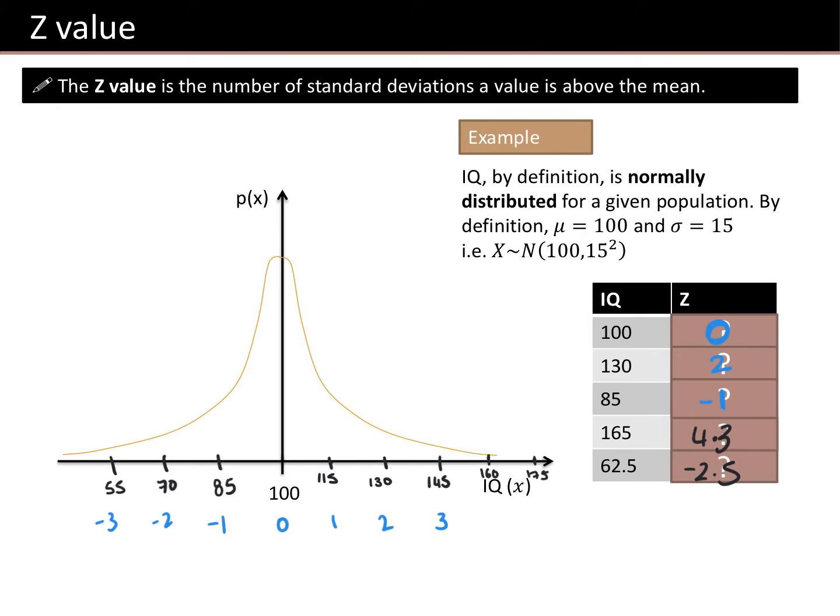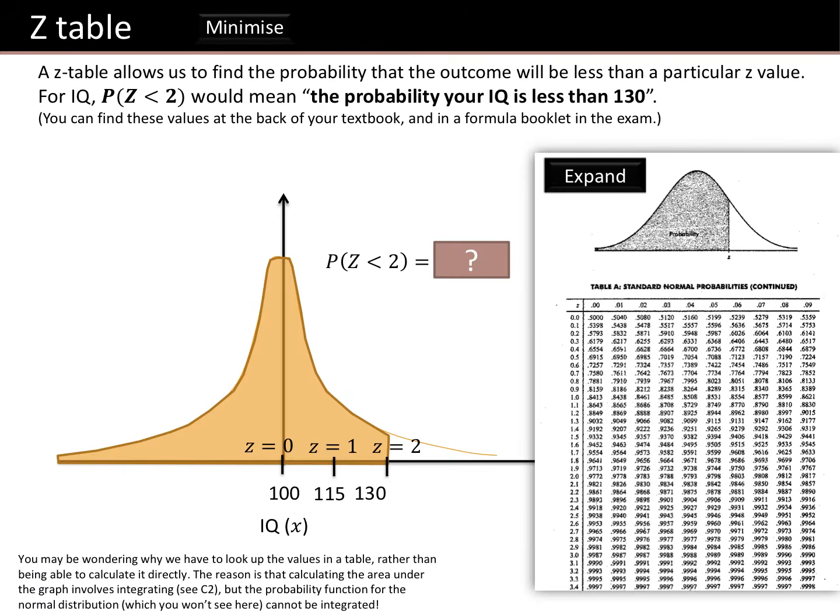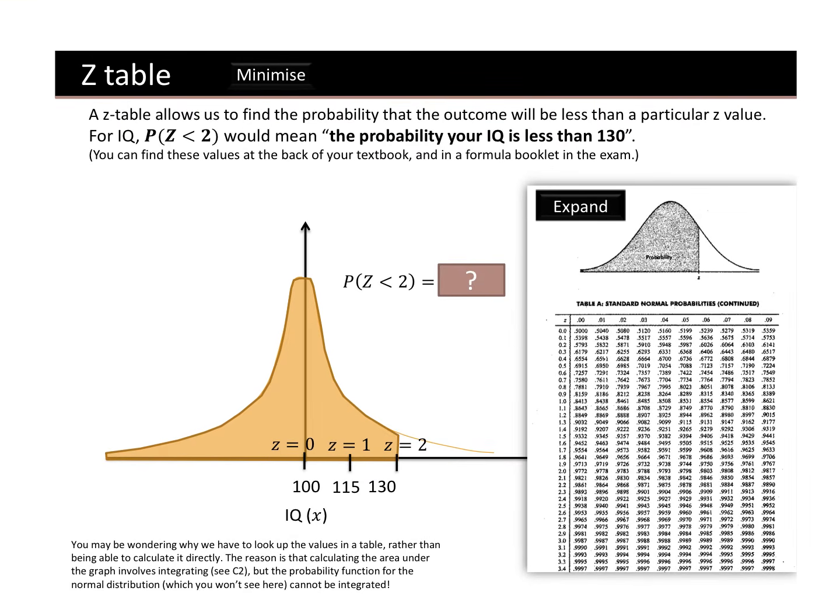So now what we're going to look at is the Z table. So here we go. Here is the Z table. Now, using the same table that we've just done, we had the IQ here. We knew that 130 is where Z equals 2. Finding the probability of Z being less than 2, we need to use the normal distribution table.